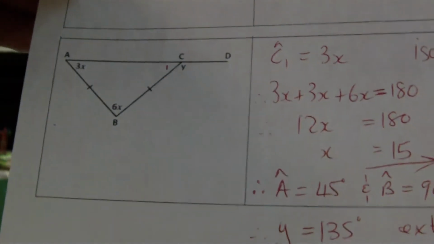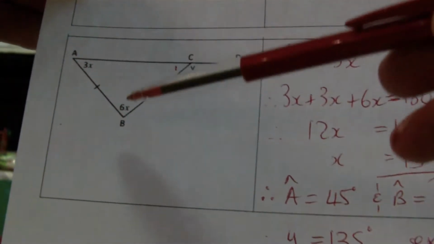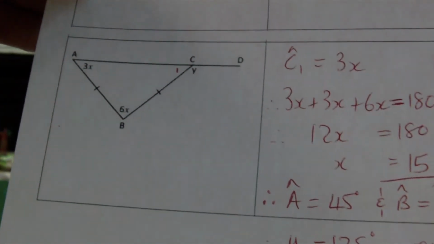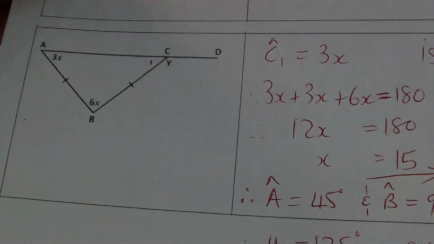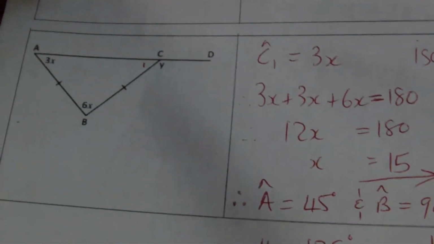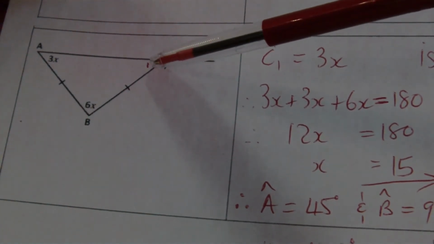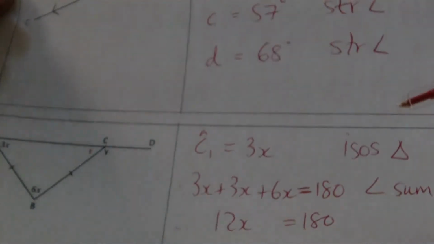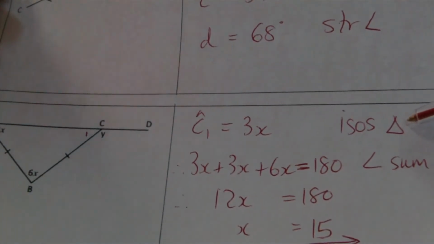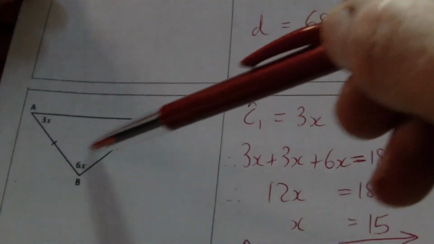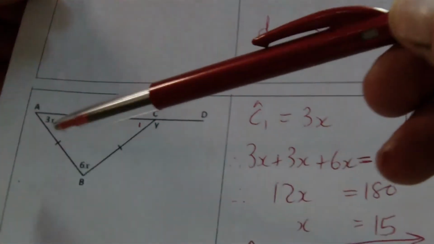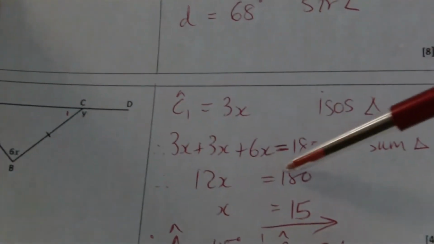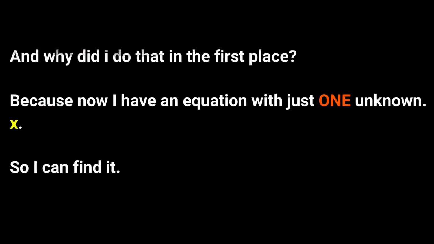Yeah, y is equal to 6x plus 3x, but now I've got an equation with x's and y's in it, and I can't solve for x or y. So what you actually had to do was make this c1 here a 3x because of the isosceles triangle. I wrote it there, you see, c1 is 3x because of isosceles triangle. And then I went into this triangle and I said 3x plus 6x plus 3x equals 180. And why is that true? Because of the angle sum of triangle.